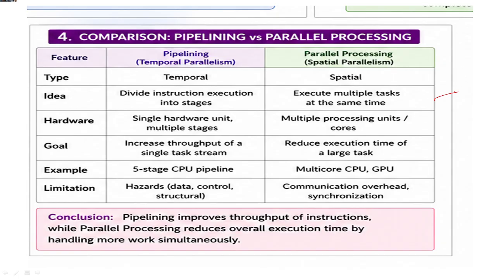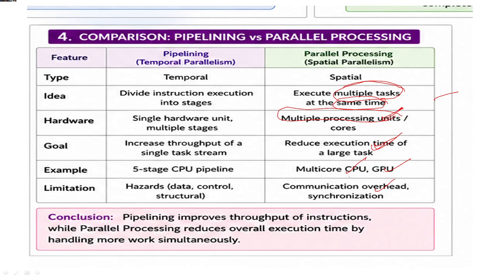So the same thing here: we execute multiple tasks at the same time, and with multiple processing units it is possible. It reduces execution time. Examples are multi-core CPUs and GPUs. A limitation is communication overhead, because the overhead may increase. So this is about pipelining and parallel processing.